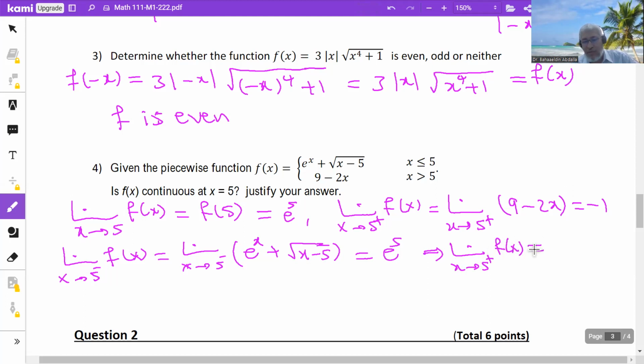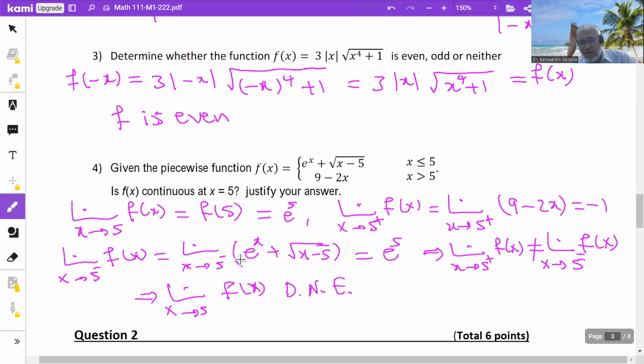Limit f of x from the right is not equal to the limit of f of x when x approaches 5 from the left. And this means that the limit of f of x when x approaches 5 does not exist. And if the limit does not exist, this means that f is not continuous at 5. The limit has to exist, and it has to equal e to the power 5.